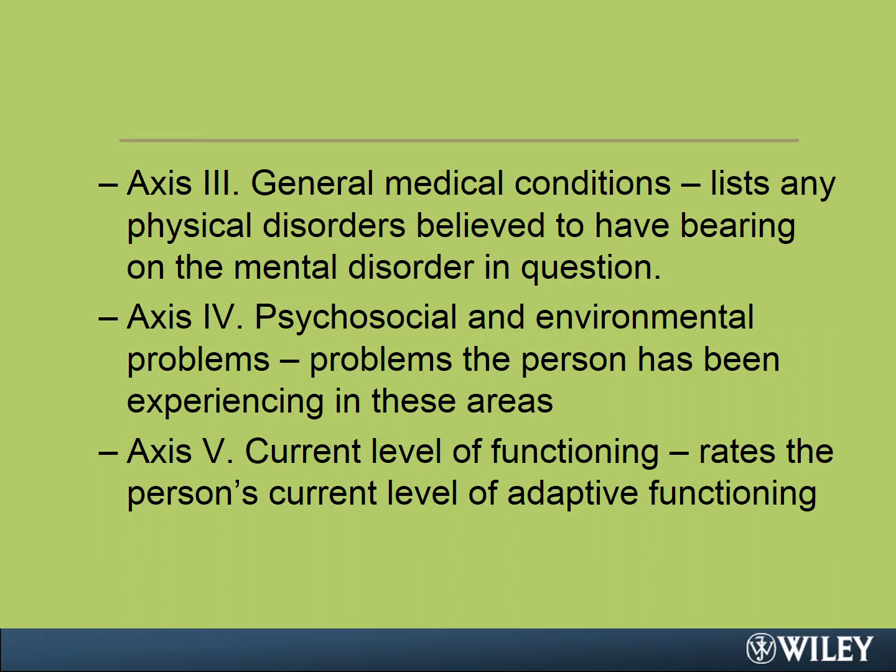Axis 3: general medical conditions. Lists any physical disorders believed to have bearing on the mental disorder in question. Axis 4: psychosocial and environmental problems. Problems the person has been experiencing in these areas. Axis 5: current level of functioning. Rates the person's current level of adaptive functioning.